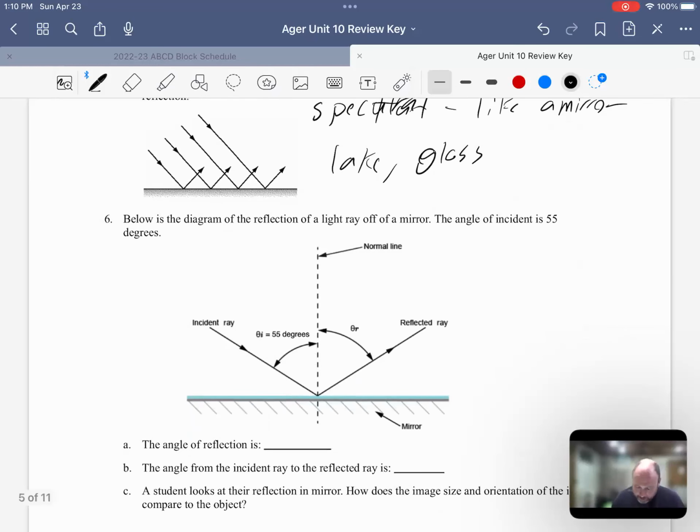All right, the law of reflection. So if this is an angle of 55 degrees coming in, then this must be 55 degrees as well, right? That's the law of reflection. It happens the same. So the angle of reflection is 55 degrees, and the angle from the incident ray to the reflected, so this total angle here, would just be added together at 110 degrees there. It's both of them, 55 plus 55.